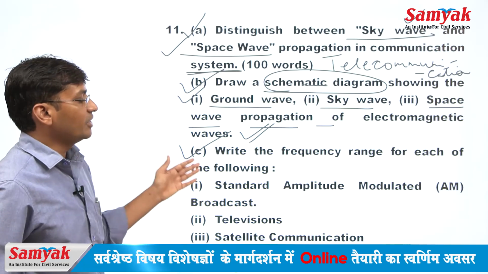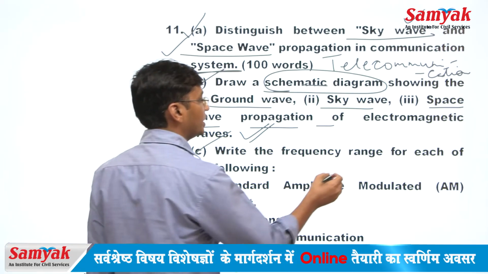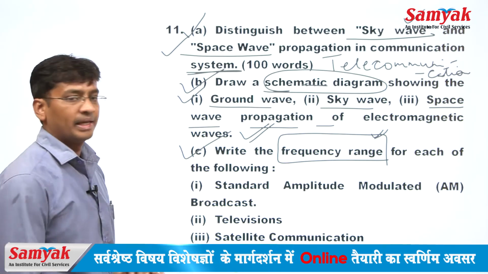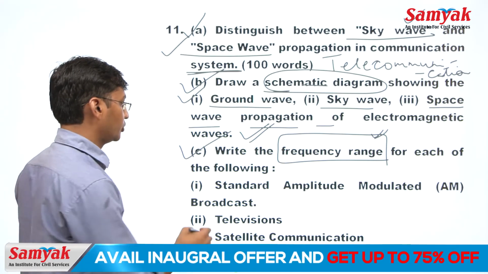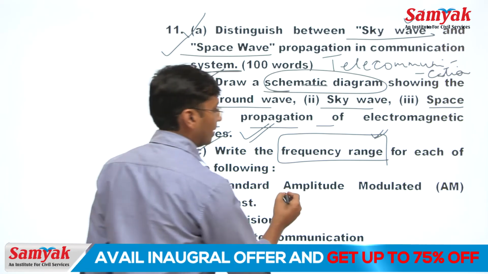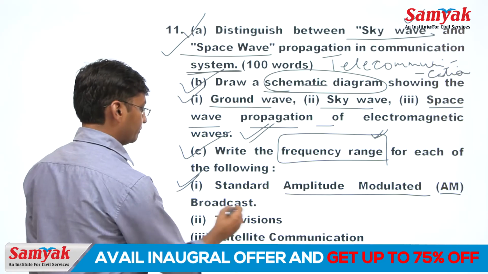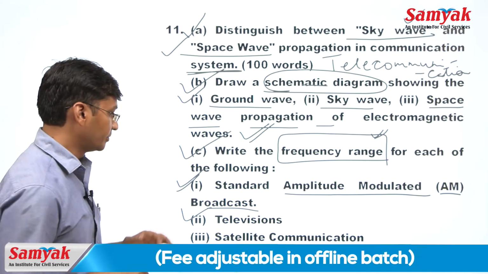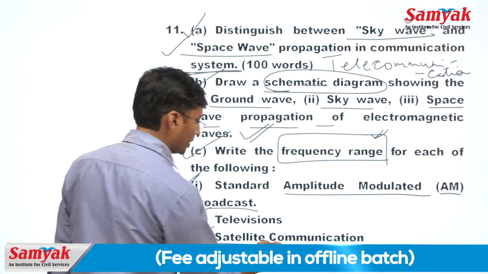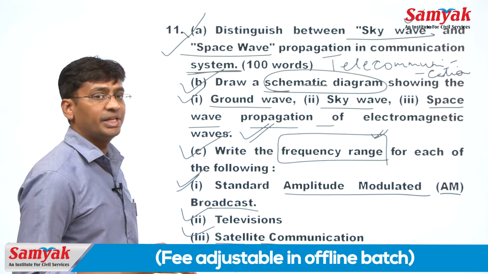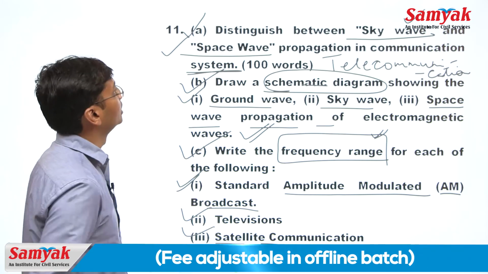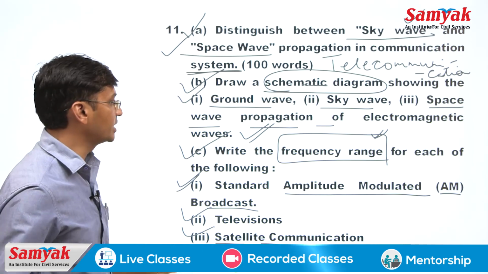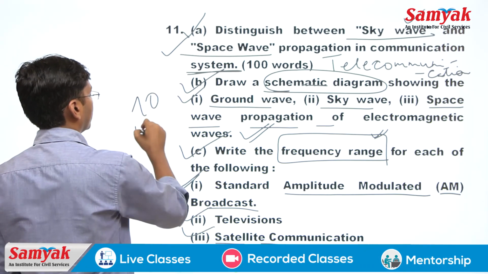The third question is write the frequency ranges. You have to write the frequency ranges for each of the following. The first is the standard amplitude modulated, AM broadcast. The second is the television, means on which frequency range the television operates. The third is the satellite communication, okay. So, you have to write the frequency ranges of all these things, that is first, second and third. So, this question you have to answer in 100 words and it carries a weightage of 10 marks, total 10 marks.